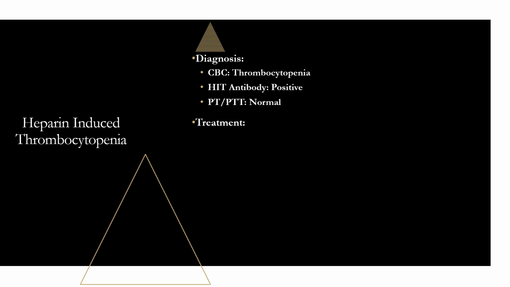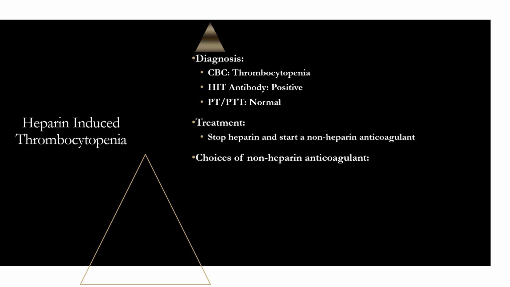So treatment, what are we going to do for treatment? Well, obviously you want to stop the heparin. That's pretty common sense here. But then you want to start a non-heparin anticoagulant, because remember, they're still full of clots. You need to anticoagulate. It just can't be with heparin anymore. So we need an alternative, and that alternative is generally going to be one of our non-heparin anticoagulants. And the most commonly used ones are your direct thrombin inhibitors.